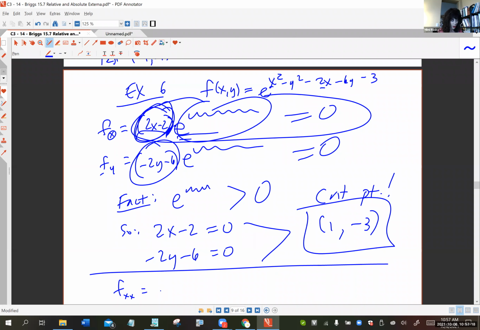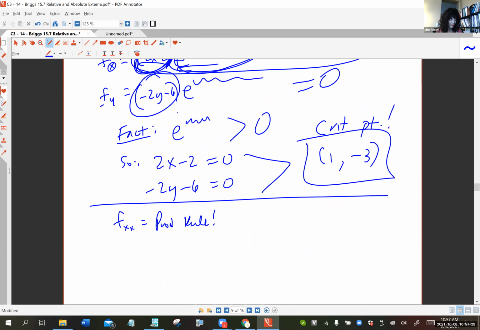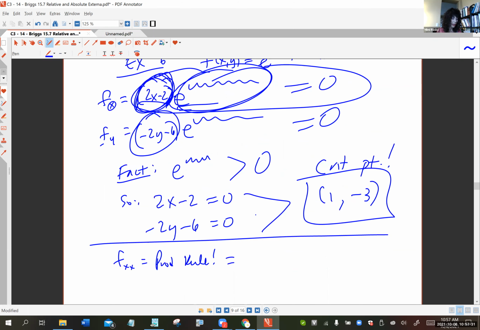Fxx is going to require the product rule. Well, how come? Well, because you've got the 2x minus 2 multiplied by the exponential, and both of those factors have an x in it. So let's do f prime g plus g prime f. So if you take the derivative of 2x minus 2 with respect to x, you'll get 2. And then multiply that by the exponential, e to the blah, blah, blah, plus, and now the derivative of e to the blah, blah, blah with respect to x, and we already know what that is. It's 2x minus 2 times e to the blah, blah, blah, times the 2x minus 2. So now we have 2x minus 2 squared. So there's fxx.